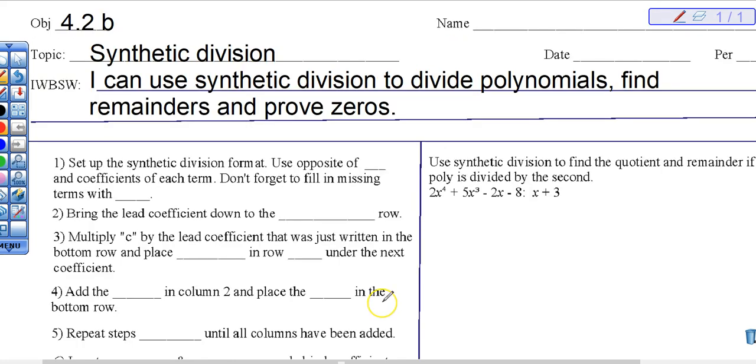All right, so step 1 in red. So again, I'm only going to color code on the first example, and then I'll just go to my pencil. Set up the synthetic division format. Use the opposite of c, because that's your 0, okay? And coefficients of each term. Don't forget to fill in missing terms with zeros. Okay, now I'm switching to purple. Step 2. Bring the lead coefficient down to the bottom row.